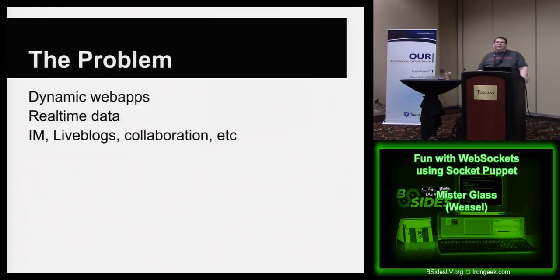So WebSockets were created to solve a problem, and that being dynamic web apps. There's a lot of things that need real-time communication. IM is the biggest example, like GChat. Live blogs, you know, Engadget, all those places covering Apple launches. They want to push out as fast as possible. Collaborative apps, you know, docs or whatever. All these things need very fast, real-time communication so that everything stays in sync.